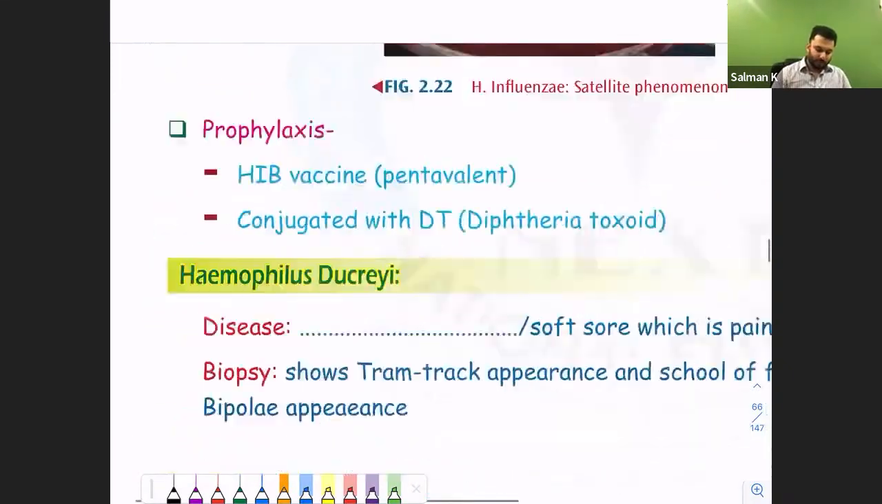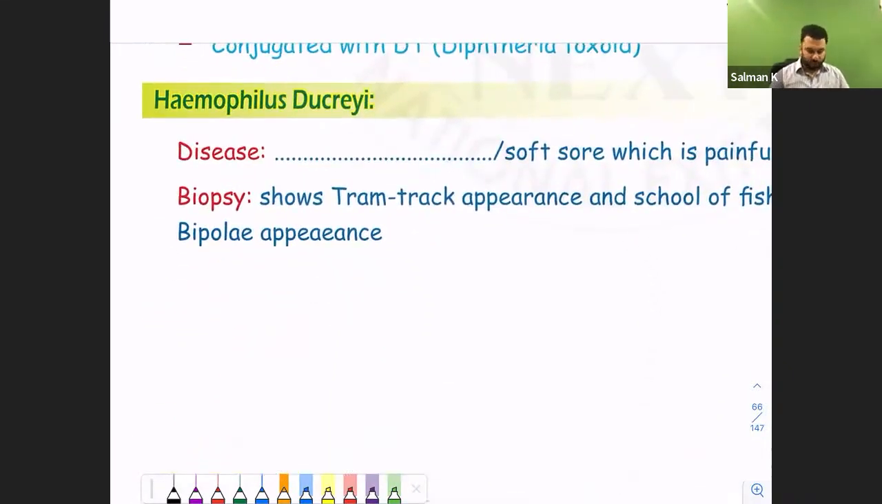Next, H. ducreyi. It is the one that is going to cause chancroid. D for ducreyi, D for chancroid. Chancre was in syphilis. Chancroid is here, ducreyi. The mnemonic is patients do cry. Why is the patient crying? Because it is a painful lesion. Chancroid is a painful lesion. So that's about it. Please do remember STDs also, one question will come on this.